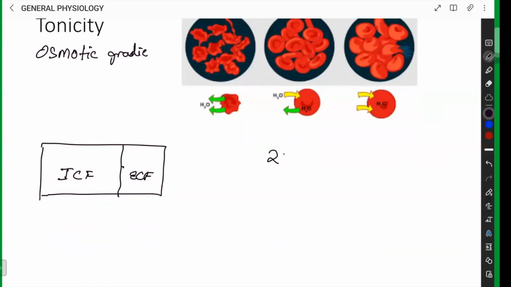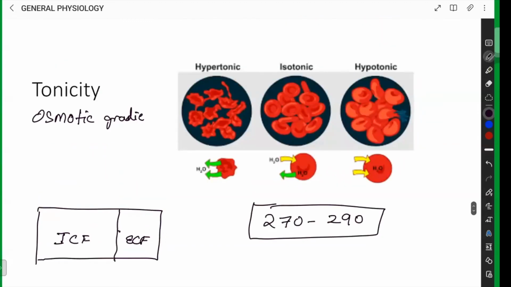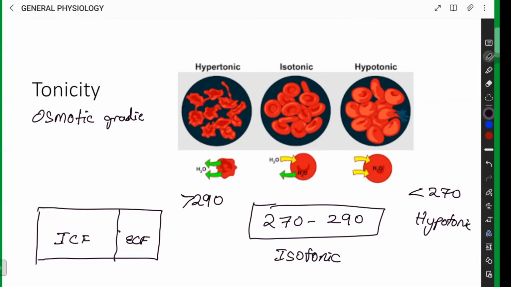270 to 290. So water will be flowing inside the cell and simultaneously water will be flowing outside the cell. So this is called as isotonic. When it is going to be less than 270, then what happens? Water will be flowing inside the cell. That is called as hypotonic. When it is going to be more than 290, what happens? There is going to be flow of water from the cell outside. That is called as hypertonic.